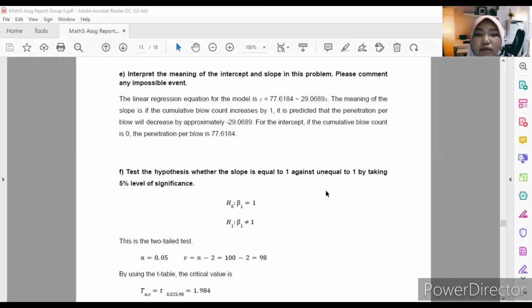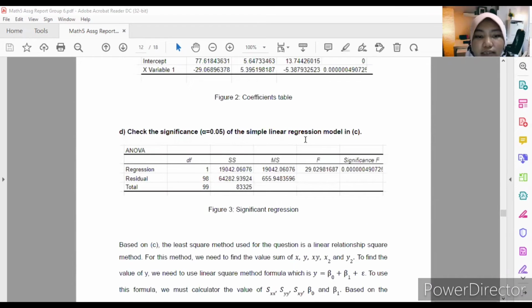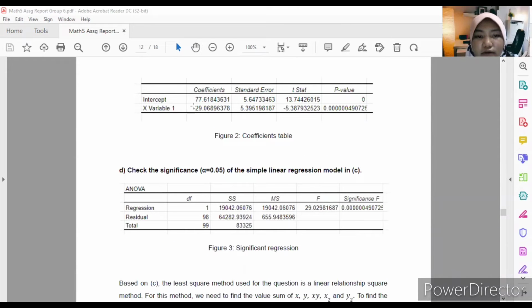For the explanation, the linear regression equation for the model is y equals 77.6184 minus 29.0689x. The meaning of the slope is, if the cumulative blow count increases by 1, it is predicted that the penetration per blow will decrease by approximately 29.0689. For the intercept, if the cumulative blow count is 0, the penetration per blow is 77.6184. This can be seen from the coefficient: the intercept is 77.6184 and the x coefficient is negative 29.0689.